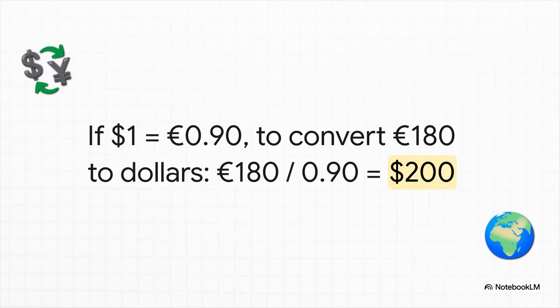Okay, one of the most practical tools you can have is just simple currency conversion. Let's say $1 is worth 90 euro cents. You see something online that costs 180 euros. How much is that in dollars? All you have to do is take the 180 euros and divide it by the exchange rate, 0.90, and there you go. It's $200. Super useful.